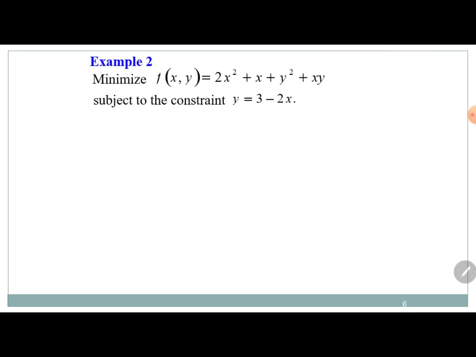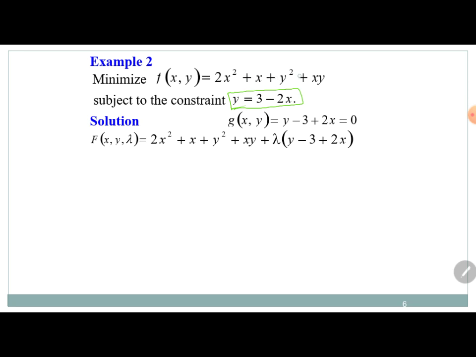Okay, example 2. Hopefully no more technical problems. How to minimize f of xy, which is 2x squared plus x plus y squared plus xy, subject to the constraint y equal to 3 minus 2x. The first thing, as usual, is to find the new function. But before that, what is g of xy? Rearrange everything: g of xy equals y minus 3 plus 2x. The new function will be 2x squared plus x plus y squared plus xy plus lambda of y minus 3 plus 2x.